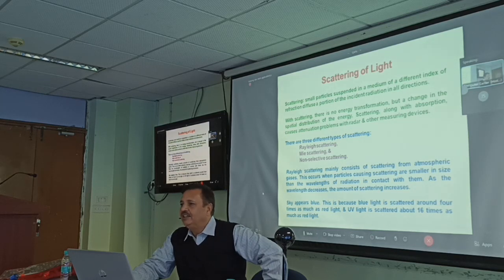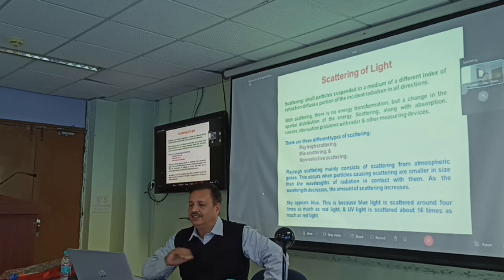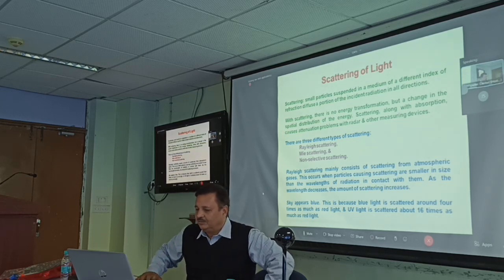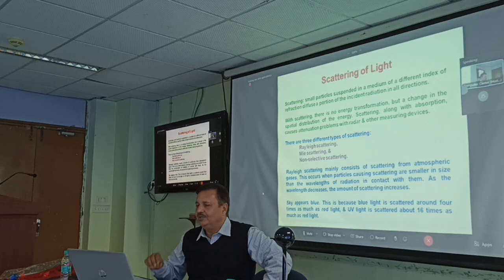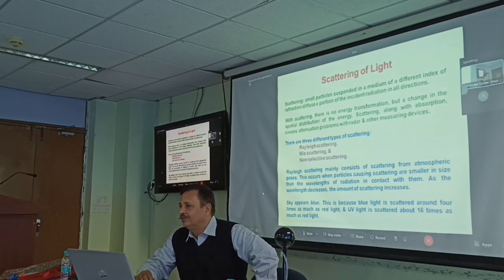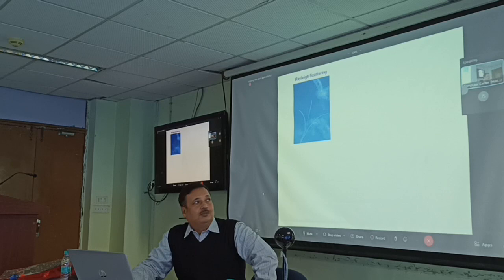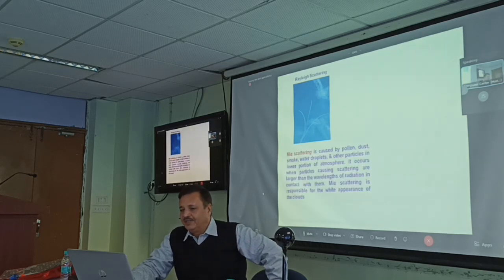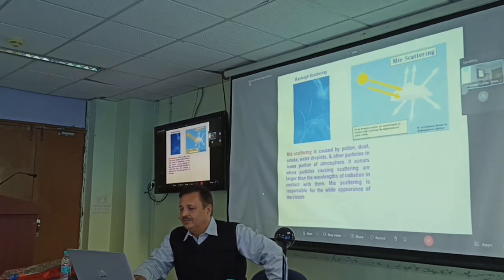So Rayleigh scattering mainly consists of the scattering from atmospheric particles or atmospheric gases, where the basic condition is that the particles which cause scattering have to be smaller than the wavelength of the light, and it is just reverse for the case of Mie scattering. So this is one of the examples of Rayleigh scattering, and Mie scattering is caused by pollen, dust, smoke, water droplets, which are larger than the size of the atmospheric particles.